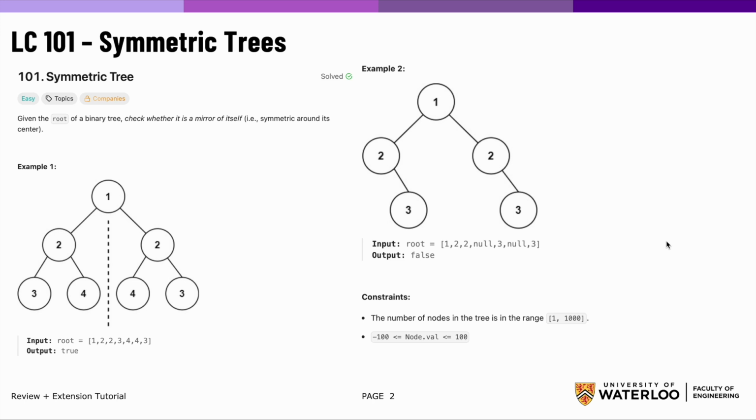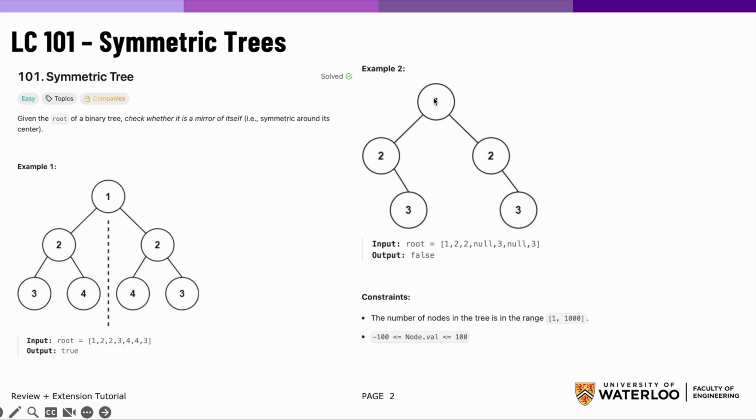Now let's get into the extension part. I have two questions for you guys. The first one is the code question 101, symmetric trees. Essentially the goal is to check that the tree is symmetric, right? We're given this tree over here. When we progress down to the left and to the right, we should get the same nodes. So from 2, at this level, if we progress left and progress right, we get the same value.